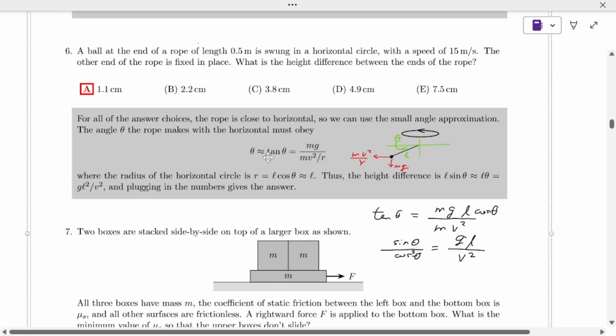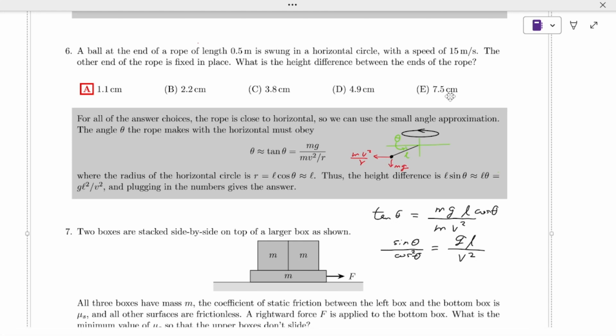The solution is alright. It started by stating that for all of the choices, the rope is close to horizontal. Well, maybe answer E isn't quite close enough to horizontal, because half a meter is 50 centimeters, and 7.5 centimeters is more than 10% of 50. So perhaps in reality, you will have to solve the problem exactly and at some point take the small angle approximation.